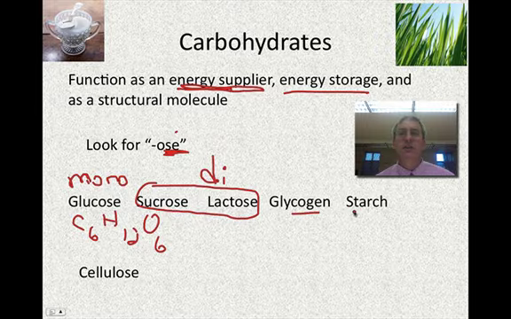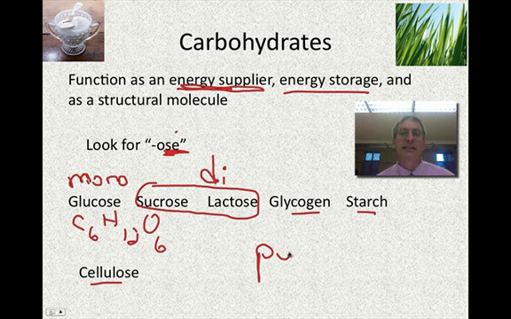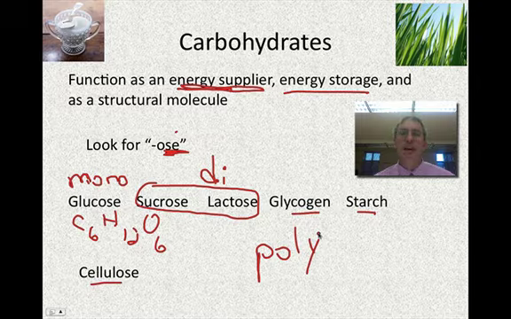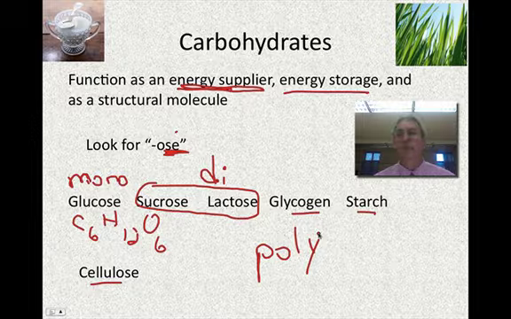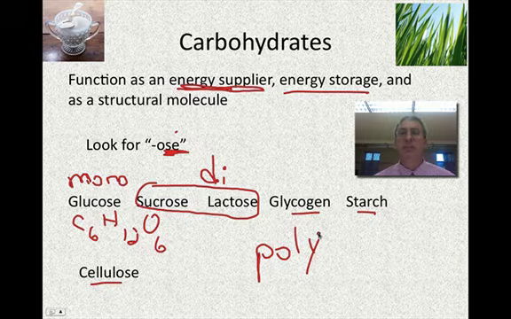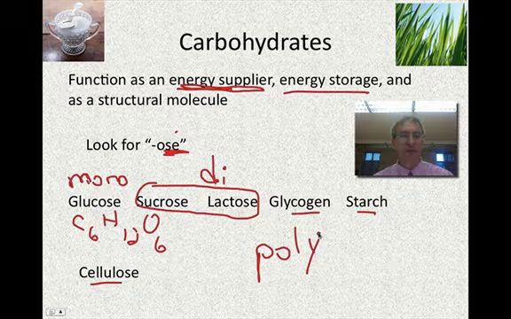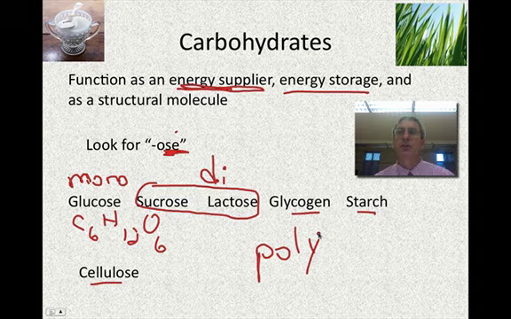Now, glycogen, starch, and cellulose are all polysaccharides, and poly means many. So these are going to be large molecules made of many monosaccharides, and we'll look in class at how glucose plays a key role in forming the repeating monomer, or the building block for these molecules, and how their shape determines actually what they do.